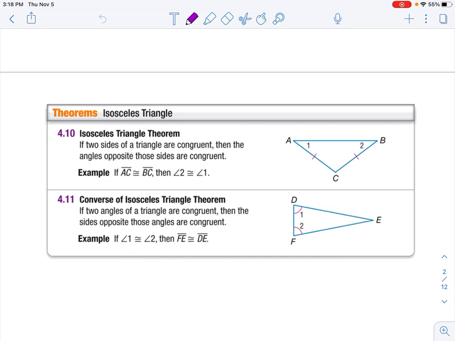The isosceles triangle theorem states, if two sides of a triangle are congruent, then the angles opposite those sides are congruent. So basically, if these two legs of our isosceles triangle are congruent, then the two base angles, angle 1 and angle 2, must be congruent because they are opposite of their respective sides. Similarly, the converse states, if two angles of a triangle are congruent, then the sides opposite those angles are congruent. So if these base angles are congruent, then the legs of the isosceles triangle must be congruent.